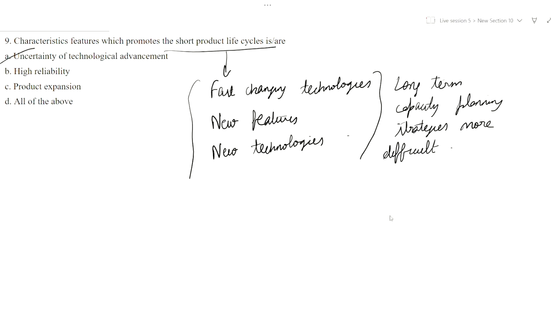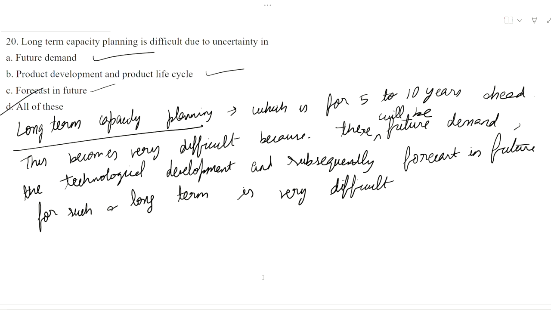In the last question, we discussed long-term capacity planning. Here, long-term capacity planning is difficult due to uncertainty which will come across due to future demand. We do not know how the product will be met with future demand, how the product will grow, and what the forecast will be in future. That is why long-term production planning will always face some uncertainty.